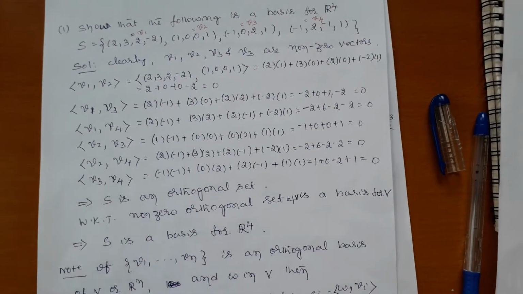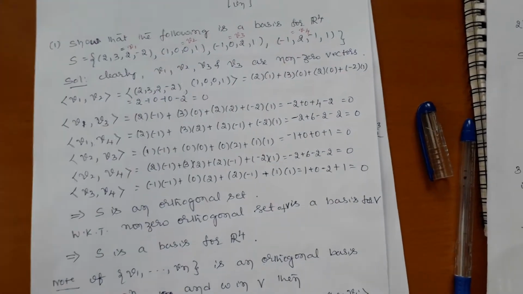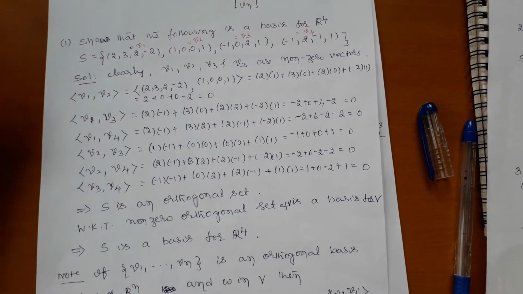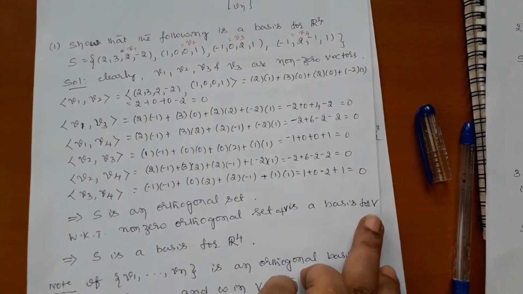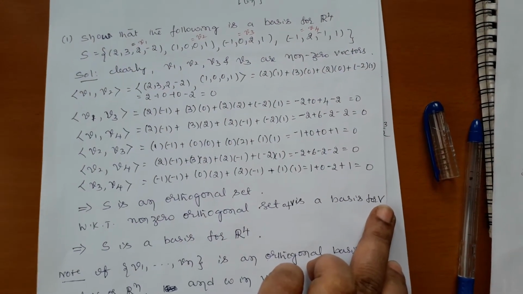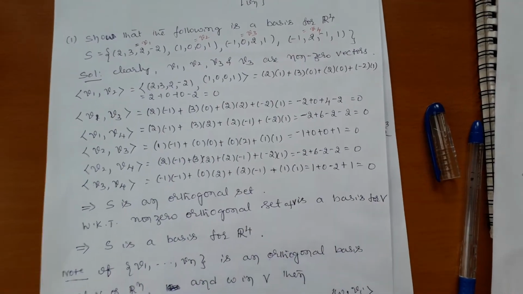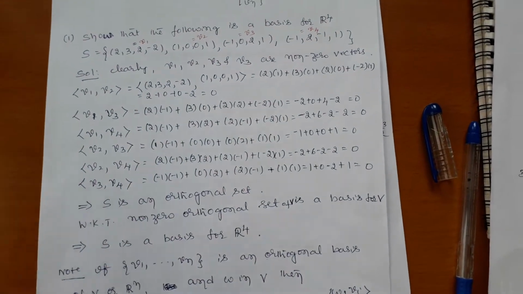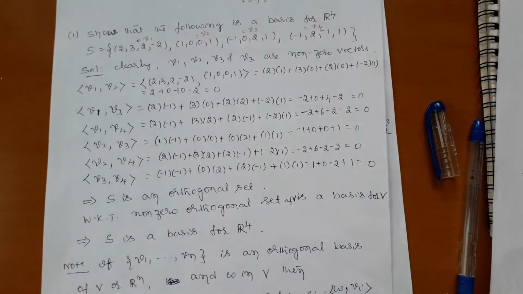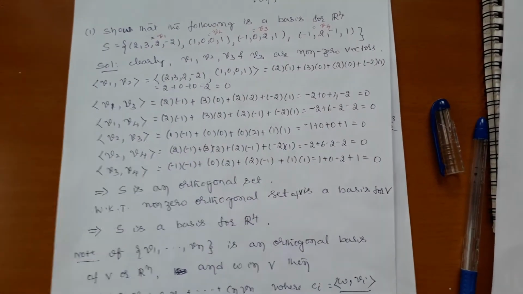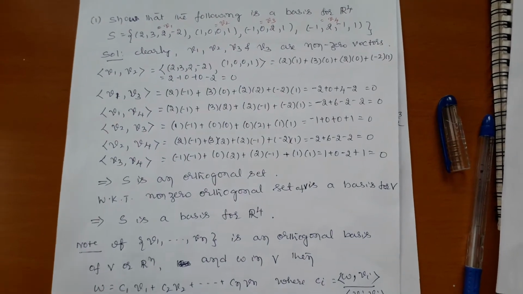Then you know that a non-zero orthogonal set is itself a basis for the corresponding vector space. What is the vector space V? R to the power of 4. Therefore, S is a basis for R to the power of 4. What type of basis is this? It is an orthogonal basis for R to the power of 4, because the vectors are non-zero orthogonal vectors. I think it is very clear.